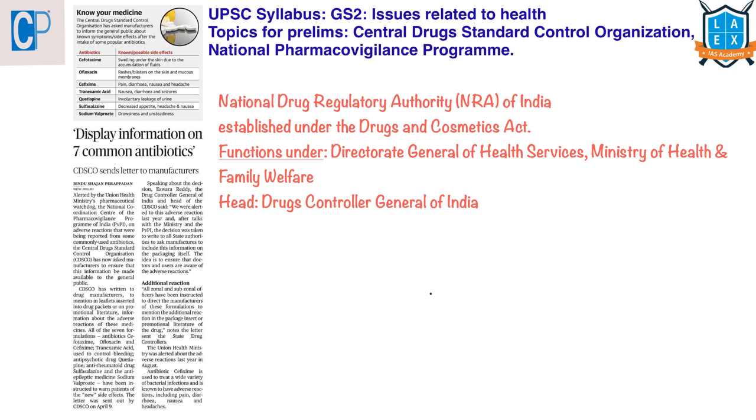The next article is display information on 7 common antibiotics. This article comes under GS paper 2 under the topic of issues related to health. Here the CDSCO, Central Drugs Standard Control Organization, has asked the manufacturers of the drugs to inform the general public about the side effects from some antibiotics.